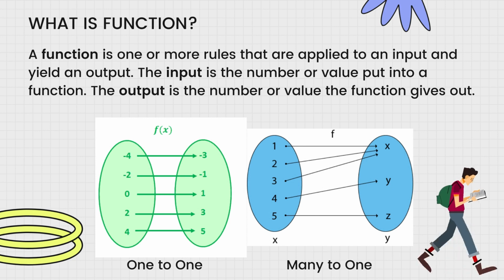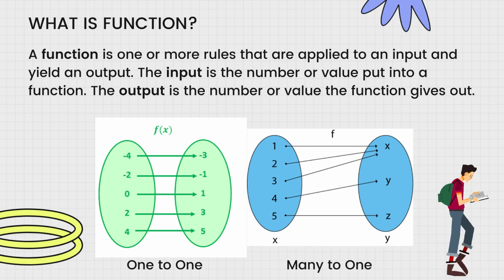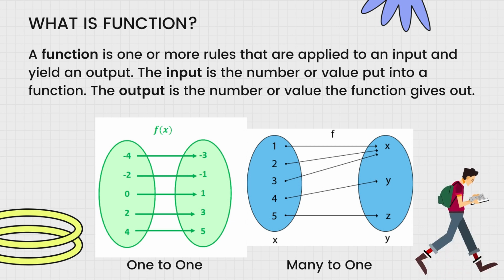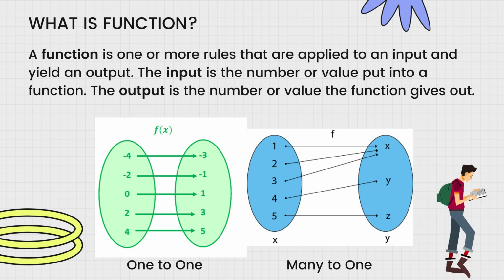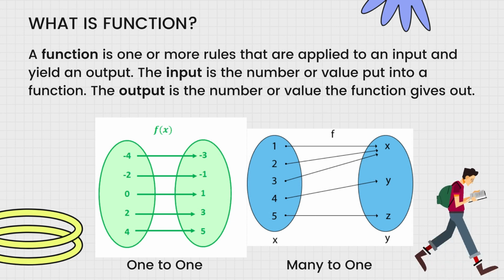A 1:1 function is a function where every element of the output of the function corresponds to only one element of the input. A many:1 function is a function where an element of the output corresponds to more than one element in the input.